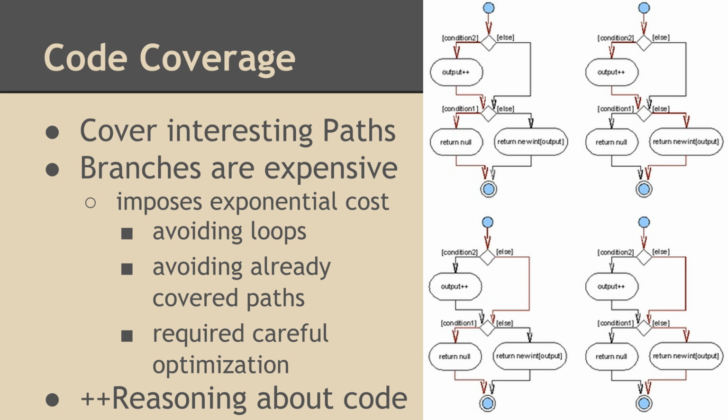So it is important to cover interesting code paths. However, branches are expensive. If you start keeping track of all the paths you've taken through code, and code often contains many, many different branches, it becomes very expensive, and each branch imposes an exponential cost. So it's important to avoid loops, to avoid already covered paths, and this requires careful optimization and also the ability to reason about code.